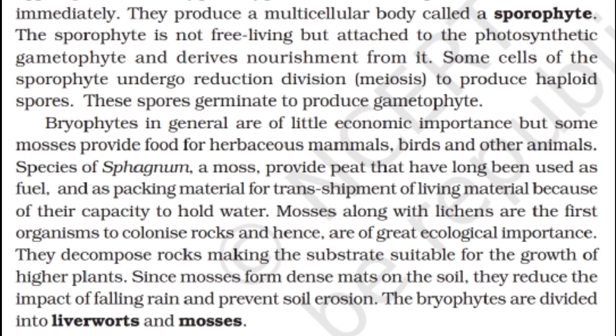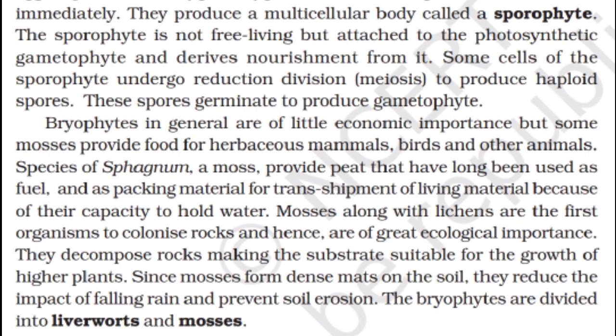Some cells of the sporophyte undergo reduction division (meiosis) to produce haploid spores. These spores germinate to produce gametophyte. Bryophytes in general are of little economic importance, but some mosses provide food for herbivorous mammals, birds and other animals.